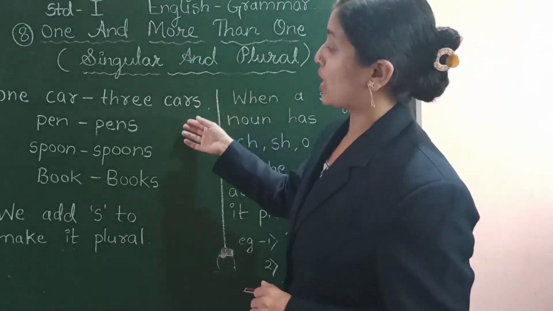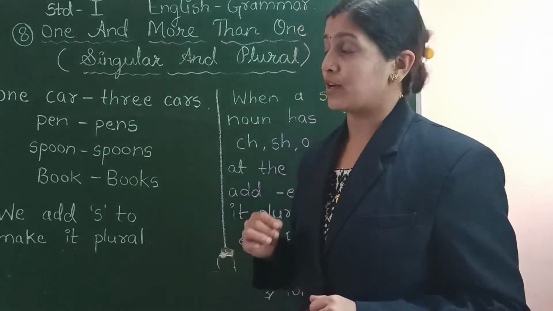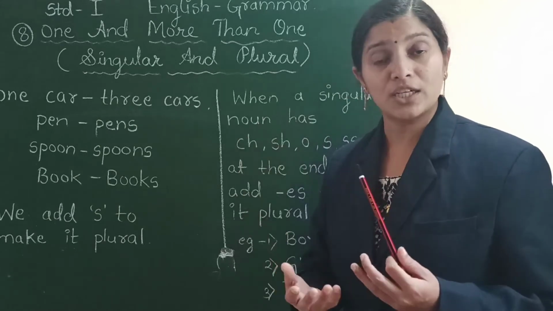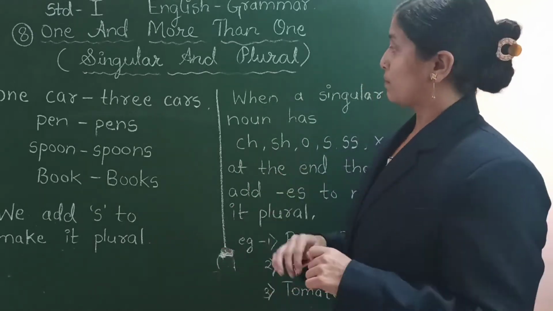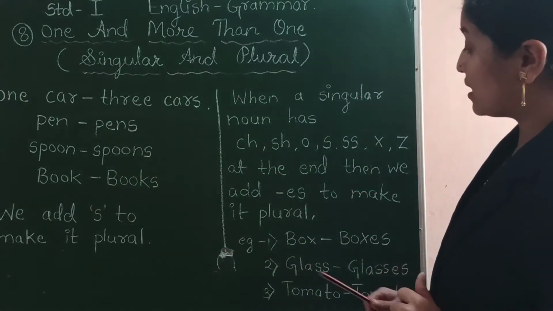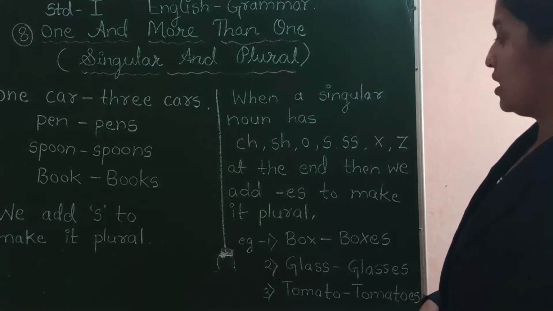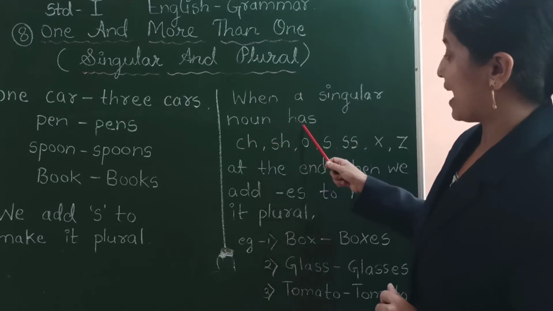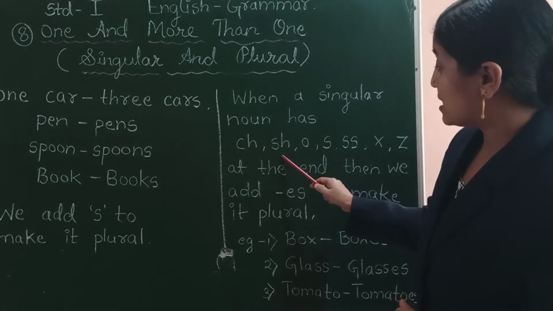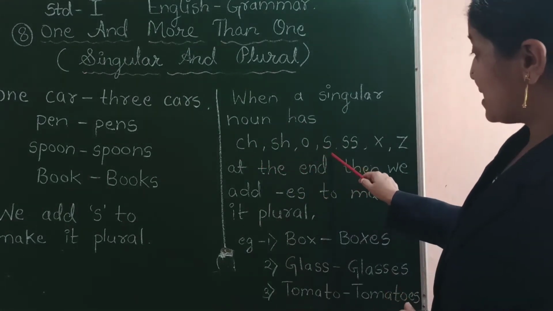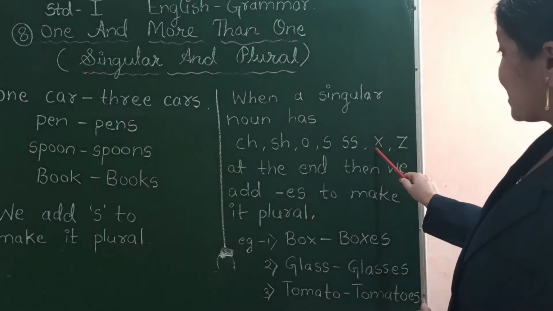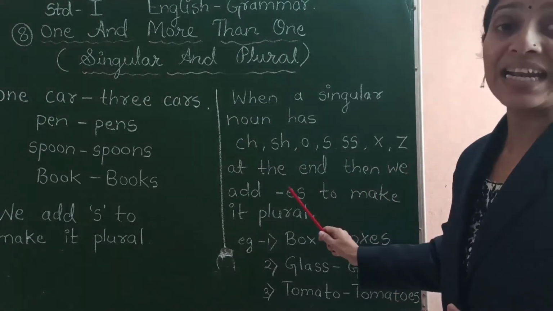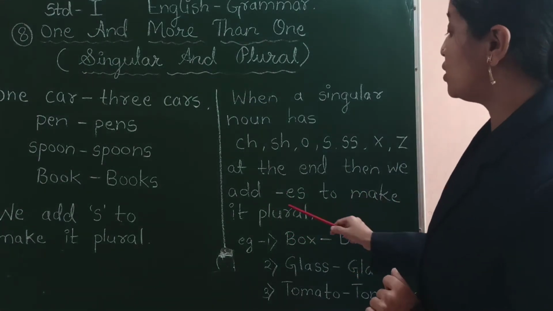So there are a few nouns in the English language to which, if we add s, we can convert them into plural form. But can you have a look at the other side of the board? Here you can see, when a singular noun has ch, sh, o, s, double s, x, z at the end, then we add es to make it plural.